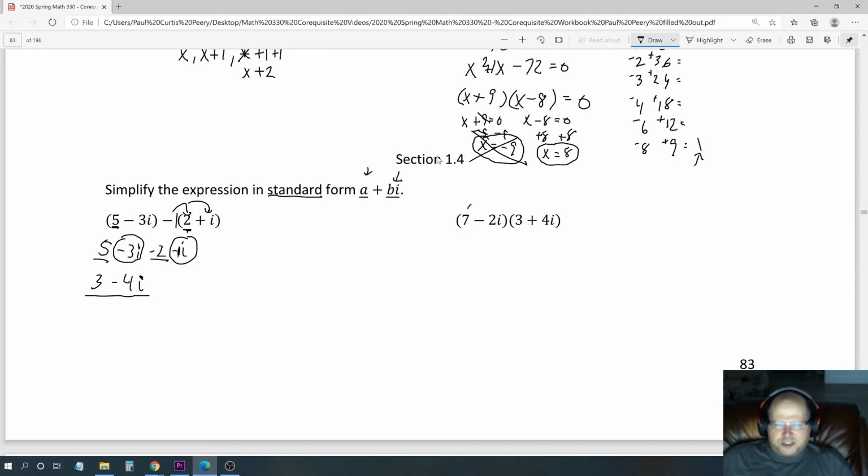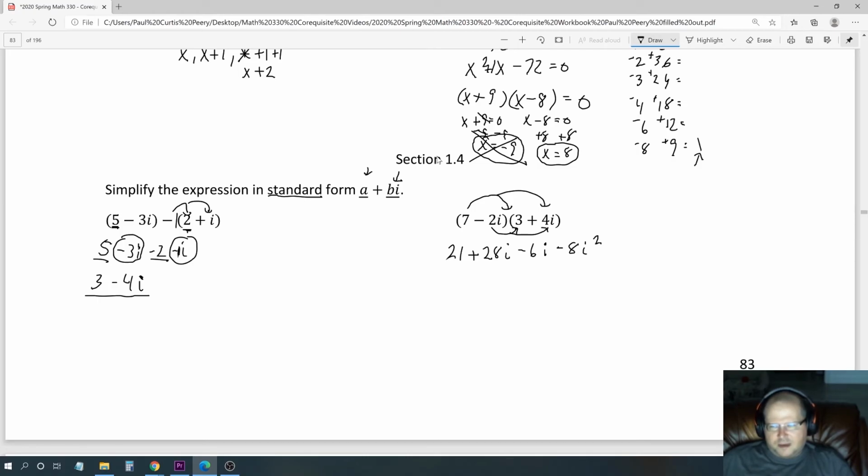Okay, so we're going to distribute this. So we're going to say 7 times 3, so far so good, 21. 7 times 4i, you're going to treat the i at this point as a variable, as if it was an x, y, z, a, b, c, just a variable. So you're going to say 7 times 4 is a 28, and you're just going to bring along the i. You're going to say negative 2i times 3 is a negative 6i, and then negative 2i times positive 4i, negative 2 times positive 4 is a negative 8, i times i is i squared.